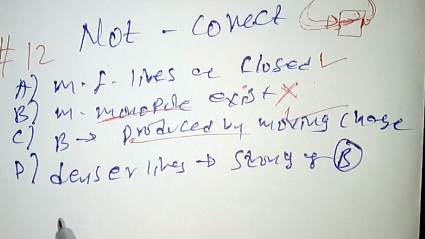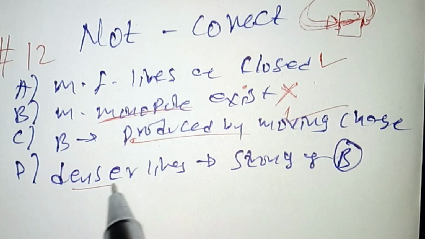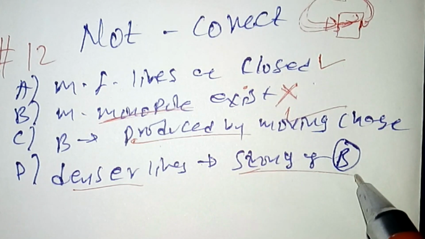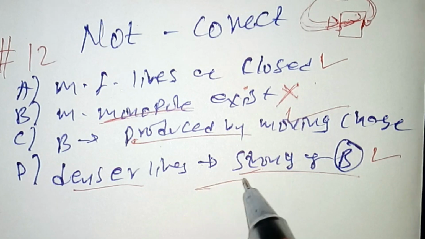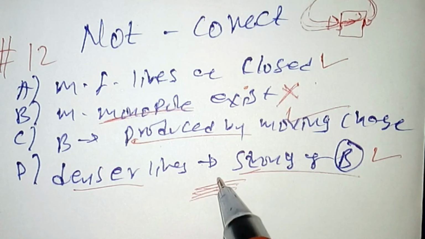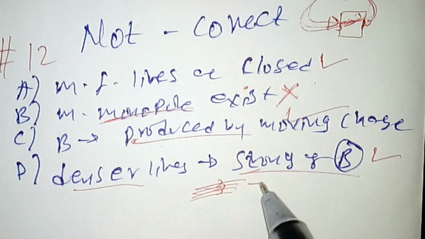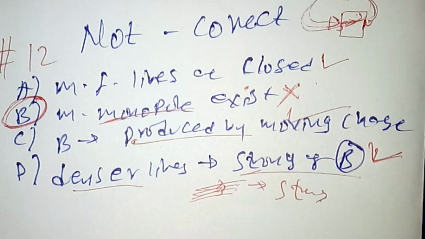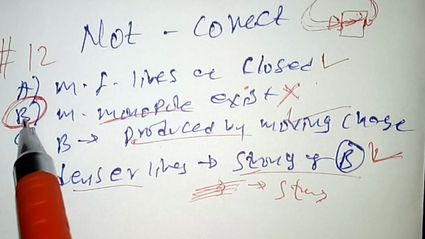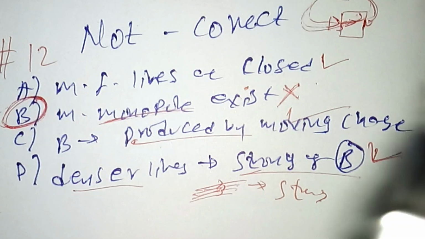And D says that the denser the magnetic field lines, the stronger the magnetic field. This is true. If the magnetic field lines are very close to each other or dense, they always indicate a strong magnetic field. This is also correct. The statement that is not correct is alternative B, so the answer is B.